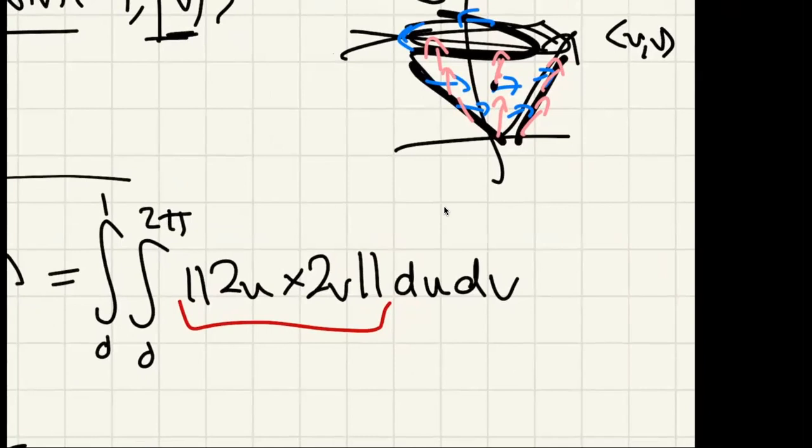Actually, I don't want to start at that point. Let me draw a point right here. Okay. So imagine we're taking that blue vector and we're taking the cross product with this pink vector.